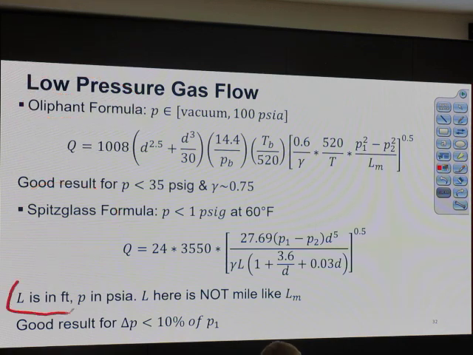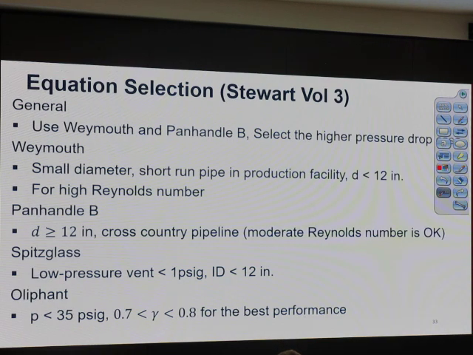L here is in feet. This is that L, not LM. Okay, be careful with that. So let's take a look at the summary.